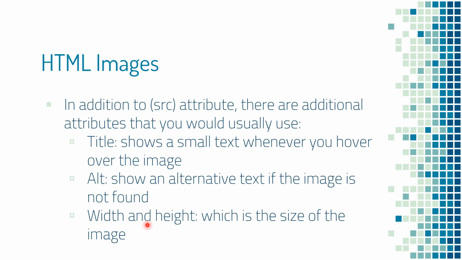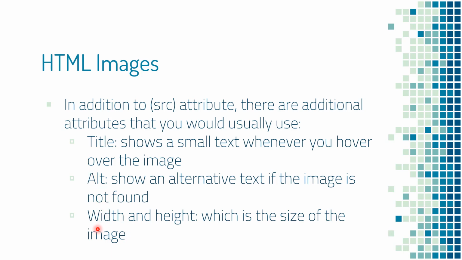So what do these things mean? The first one, the title, is when you hover over, let's say, the image, and a small text will show some explanation. ALT is an alternative text: in case the image is not found, a specific text will be shown instead of just showing the image.